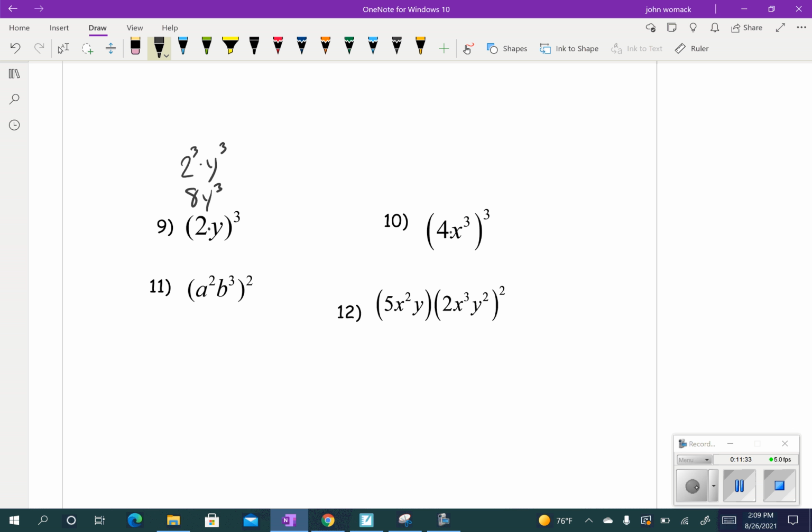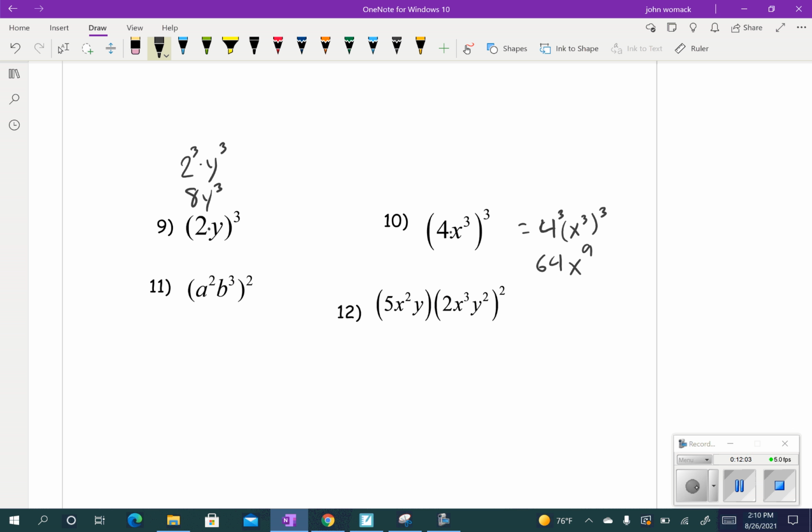10, you have 4x cubed, 4 times x cubed. So I have to go 4 to the third power and x cubed to the third power. Well, we could do a little simplifying there. 4 to the third power, 4 times 4 is 16 times 4 is 64. X cubed cubed. Okay, that's using our second rule, which is a power to a power. So I can write x and I multiply those together. I'm going to skip 11.